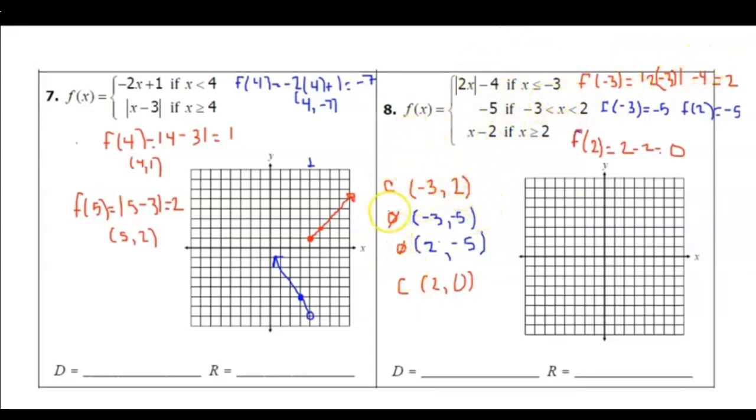Then what I did, because this one has more pieces than what we're used to, so I went ahead and just noted each interval, whether I'm going to have an open circle or closed. So I got the first one's going to be closed, second one's open, third one's open, and the last one is closed. Now I'm going to go ahead and plot the points.